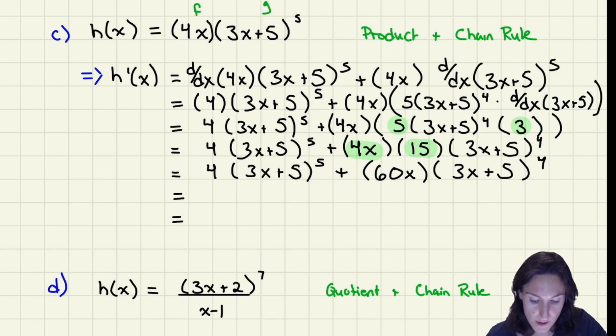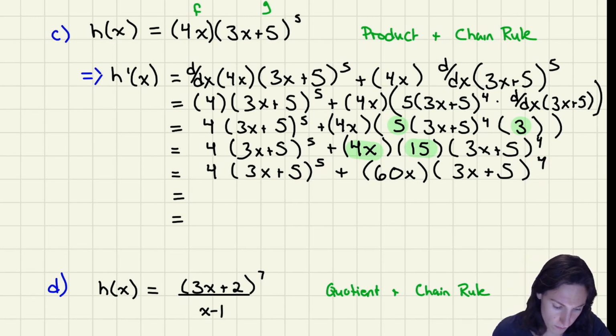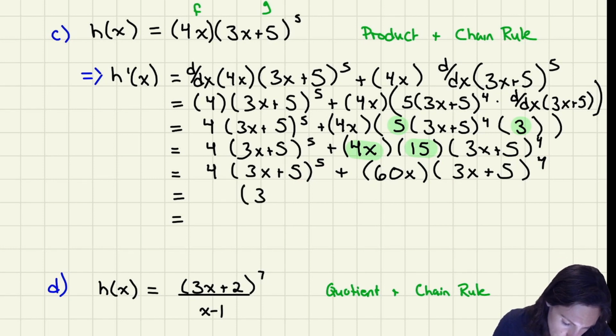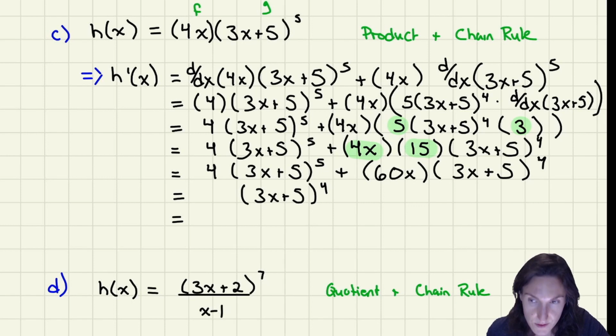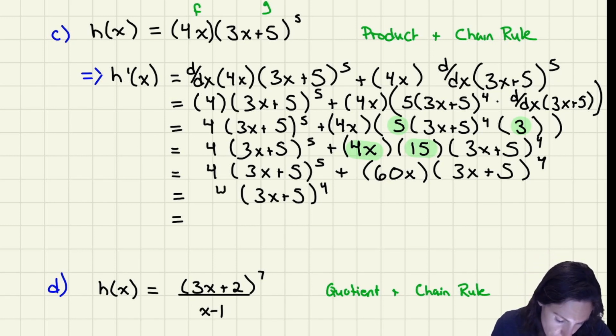So we can factor out 4 from each term. Okay, so we can go 3x plus 5 to the 4. And I could also factor out a 4 from each term. So I could factor out a 4 here. And then we can do 60 divided by 4, that's just 15. Okay, so I guess it wasn't necessary to combine these. But, you know, live and learn.